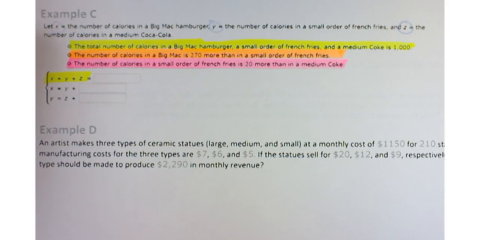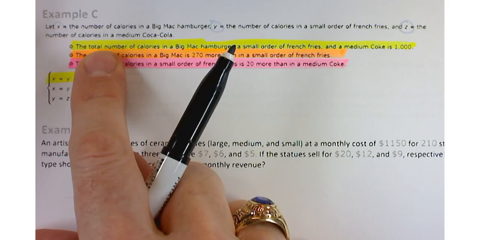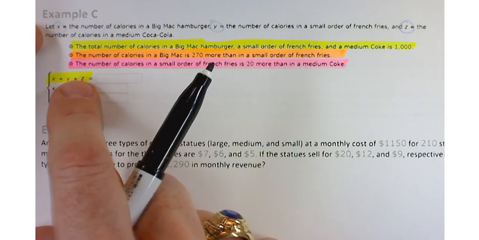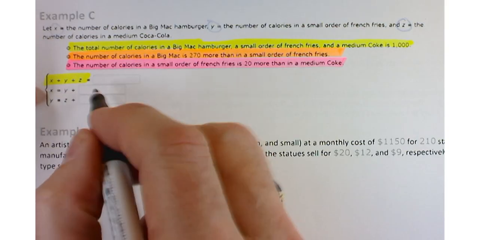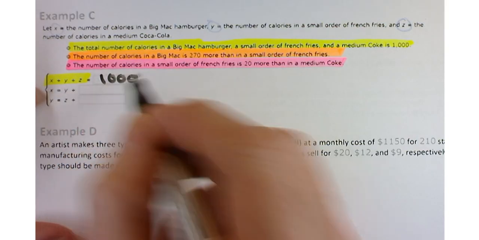The first one says the total number of calories in a Big Mac hamburger, a small order of fries, and a medium Coke is 1,000. Wow, that's pretty eye-popping. We got 1,000 calories there. So the thing you should be looking at is that it says the total number. So that's your X plus Y plus Z. And to finish this equation off, what number should I write here? 1,000. Beautiful.